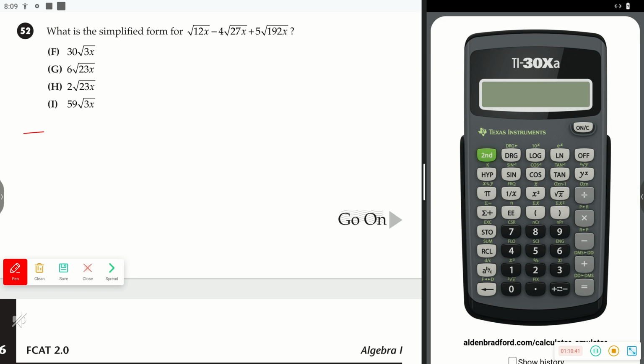You could do the way that I said before, but 12 divided by 3 is 4. So I'm going to have 4 times the square root of 3x minus 4. 27 divided by 3 is 9, so I'm going to have 9 times the square root of 3x plus 5 times the square root of 192 divided by 3, which is 64 times 3x.